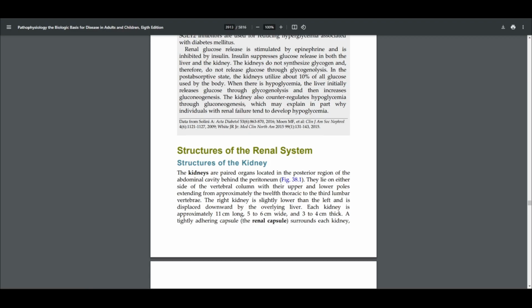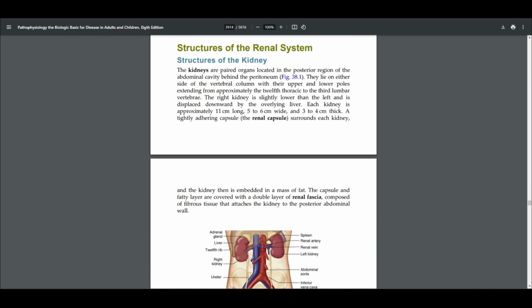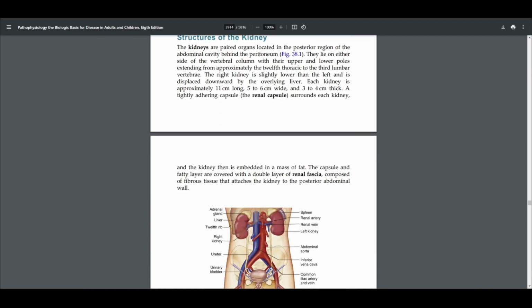So, what is the structure of the renal system? Structures of the kidneys. The kidneys are paired organs located in the posterior region of the abdominal cavity behind the peritoneum. They lie on either side of the vertebral column, with their upper and lower poles extending from approximately the 12th thoracic to the 3rd lumbar vertebra. The right kidney is slightly lower than the left and is displaced downward by the overlying liver. Each kidney is approximately 10 centimeters long, 5 to 6 centimeters wide, and 3 to 4 centimeters thick.